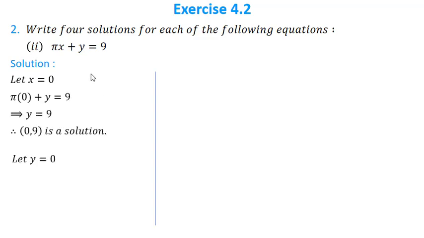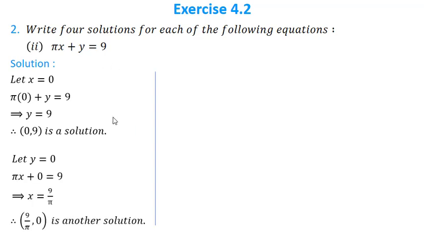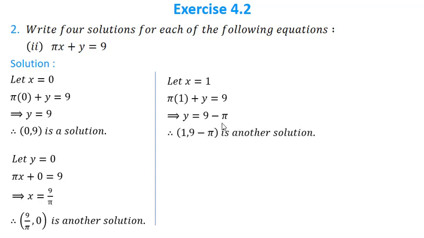When I take y equal to 0, I get pi x equal to 9. That gives me x is 9 upon pi. So 9 upon pi, 0 is another solution. Let us take x is equal to 1. So I have pi into 1 plus y equal to 9. That gives me value of y as 9 minus pi. So 1, 9 minus pi is another solution.